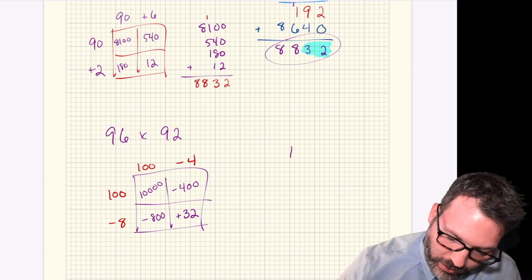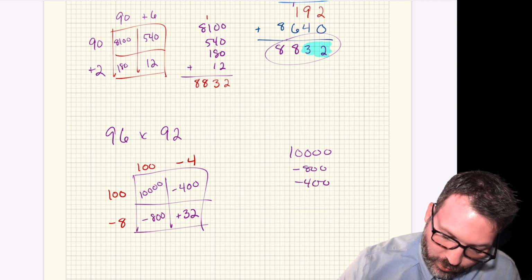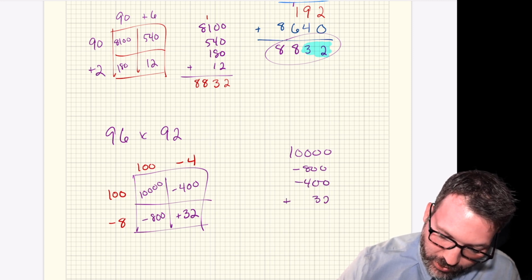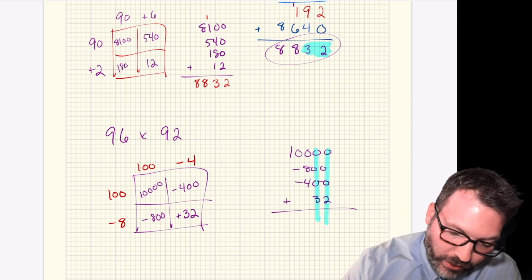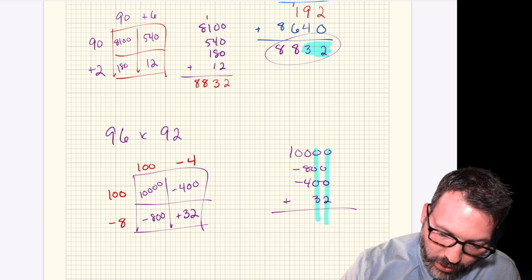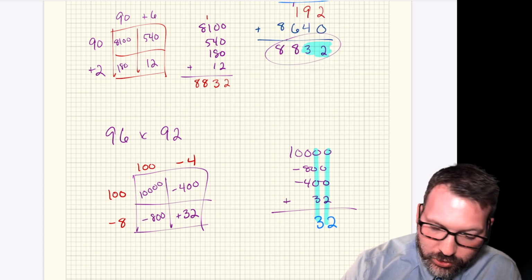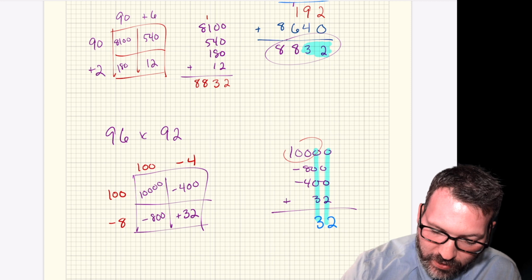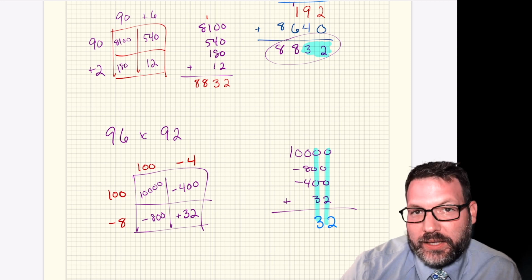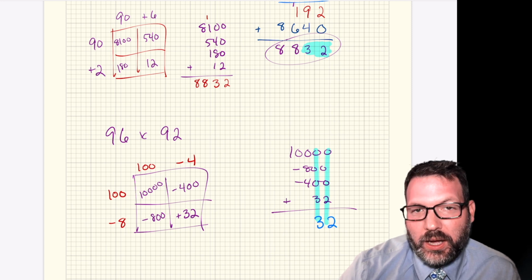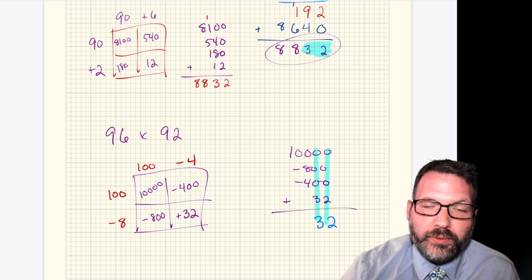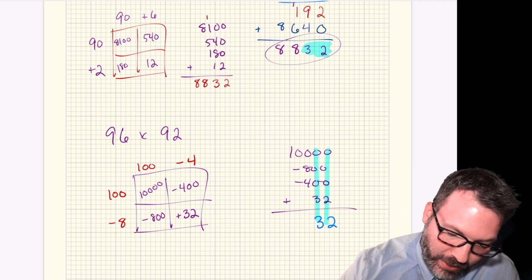So we line all this up, 10,000 minus an 800 minus a 400, but plus a 32, and what ends up happening? Across these last 2 digits, all I end up having is that product of 32. And then the 100 that's left over here from the 10,000, rather than adding that to the 8 and the 4 and getting a sum, I'm going to subtract the 8 and the 4, and then I'm going to get a difference. 100 minus 8 is 92. 92 minus 4 is 88.